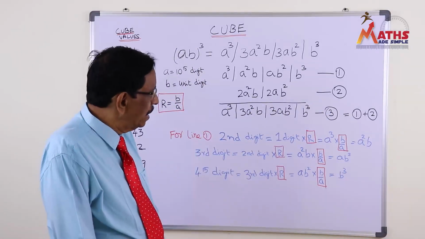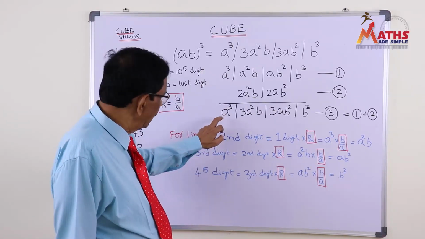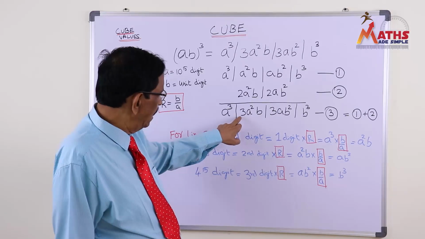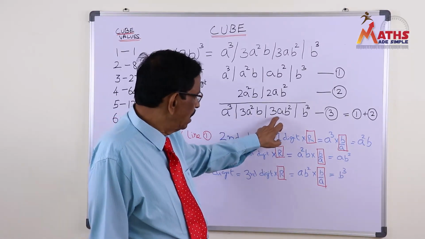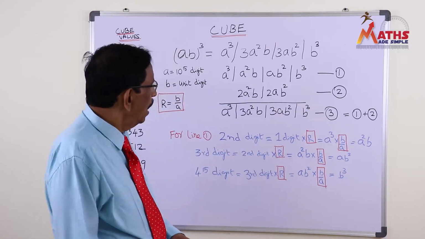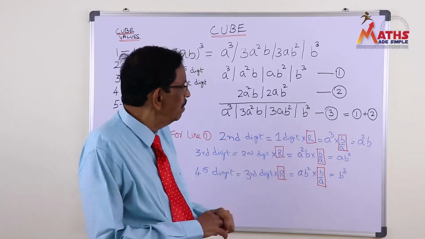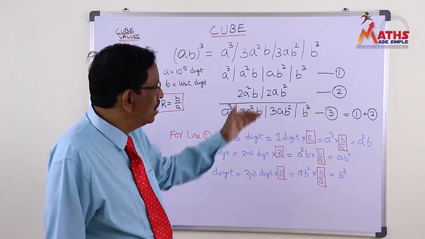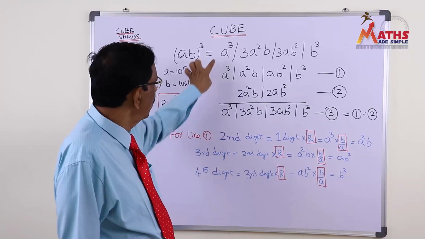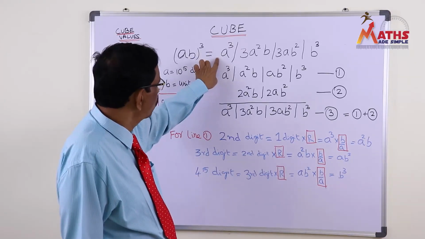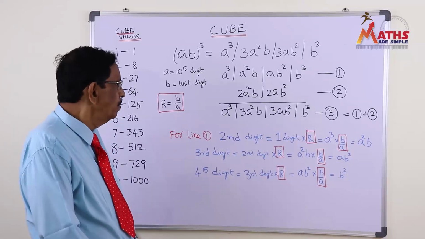Now add line number 1 and 2. When I add them together, I will get A cube. The second digit will be 3A square B. The third digit will be 3AB square. And the fourth digit will be B cube. This I will call line number 3, which is nothing but the addition of line number 1 and 2. This is the same as what we are supposed to work out. Clear? Okay.